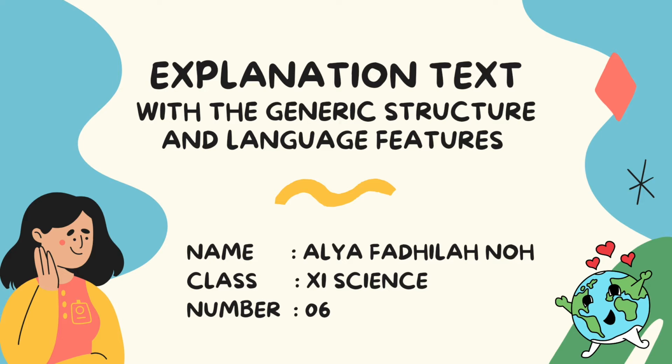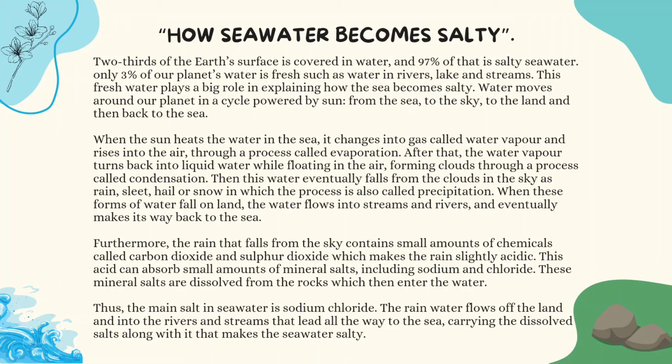So right now I'm going to show you my explanation text, and I am also going to explain the generic structure and language features of the explanation text that I have. So without further ado, let's see the explanation text. So here is my explanation text with the title How Seawater Becomes Salty. This text is composed of 4 paragraphs, so if you want to read it, you can pause this video. If you have finished reading it, let's move on to the generic structure of the text.